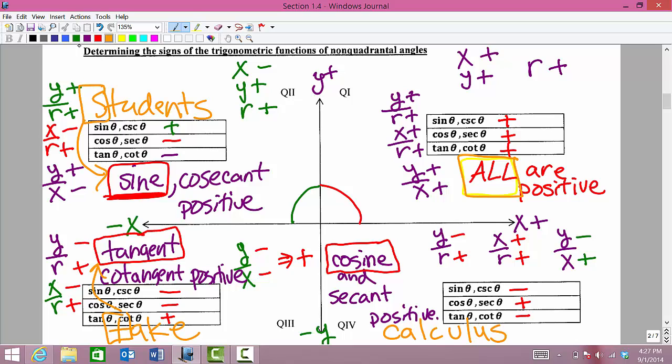All means that they're all positive in quadrant 1, and then in quadrant 2, students means sine is positive in quadrant 2. Take means in quadrant 3, tangent would be positive, and calculus stands for cosine. So all students take calculus. That will help you remember which functions are positive in each of the 4 quadrants.